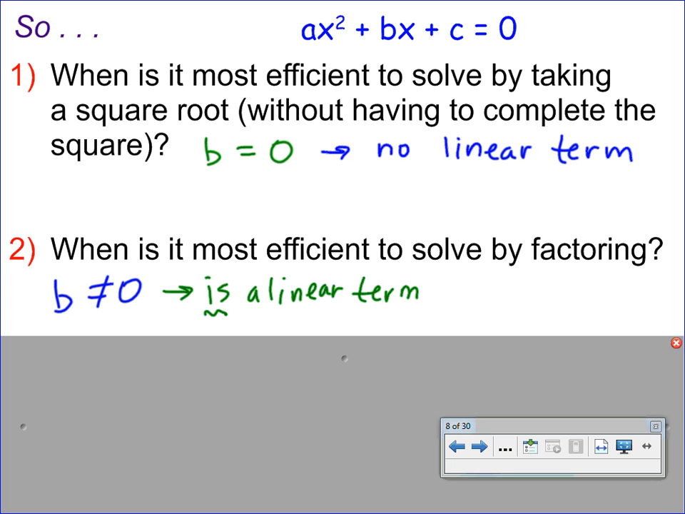It means there is a linear term. I'll try factoring as a means for solving.